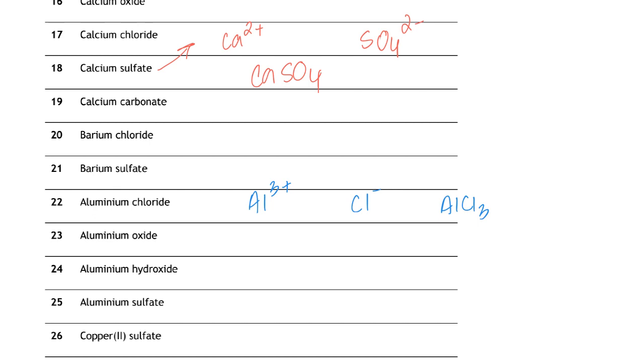Okay. Now let's take a look at aluminum oxide. I think that's probably one of the more challenging ones over here. Aluminum oxide mein, I'll just copy. Give me a second to erase everything on top. For aluminum oxide, it's Al3 plus and O2 minus.